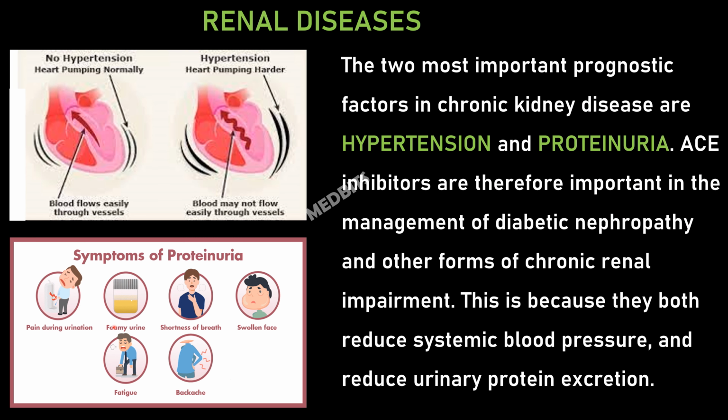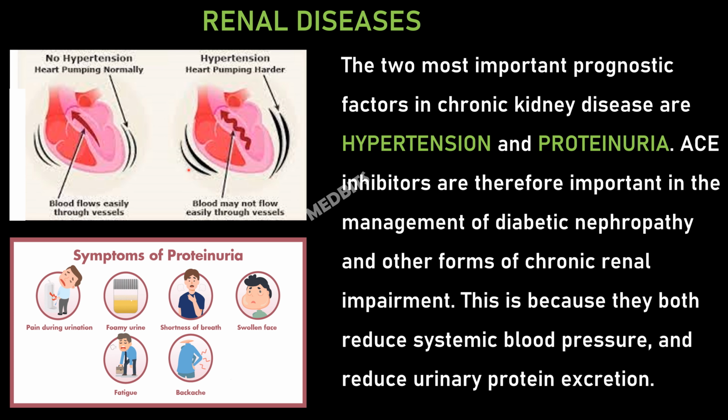Let's look into a simple topic, very short, about renal diseases which happen due to pressure variations. The two most important prognostic factors in chronic kidney disease are hypertension and proteinuria. ACE inhibitors are therefore important in the management of diabetic nephropathy and other forms of chronic renal impairment. This is because they both reduce systemic blood pressure and reduce urinary protein excretion.